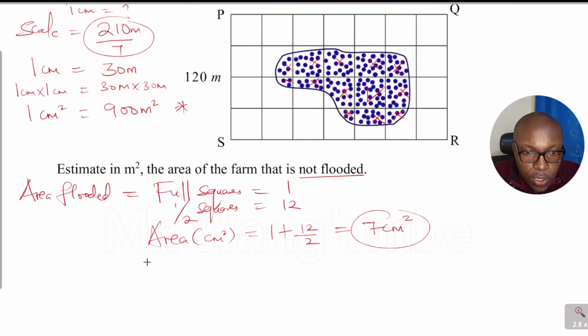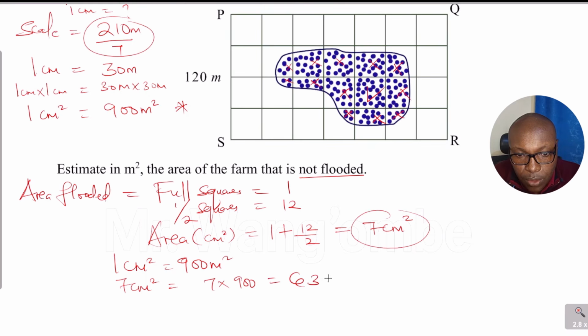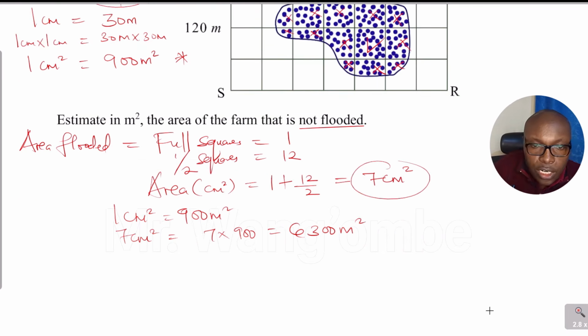flooded. So we can convert that. If 1 centimeter squared is equal to 900 meters squared, what about 7 centimeters squared? So this will be 7 times 900, which will give 6,300 meters squared. So that is what you get, 6,300 meters squared.